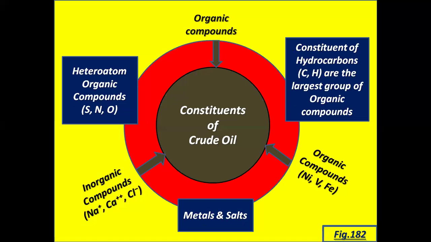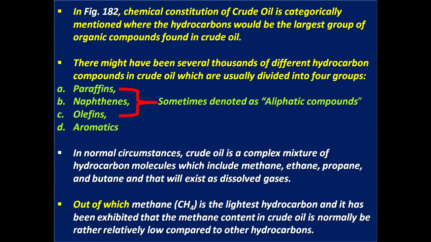See the diagram, the constituents of crude oil. Organic compounds: heteroatom organic compounds, that is sulfur, nitrogen, oxygen; constituents of hydrocarbons, carbon and hydrogen, are the largest group of organic compounds. Organic compounds like nickel, vanadium, iron. Inorganic compounds, that is sodium, calcium, chlorine, metals and salts. In figure 182, the chemical constitution of crude oil is categorically mentioned, where hydrocarbons are the largest group of organic compounds found in crude oil.